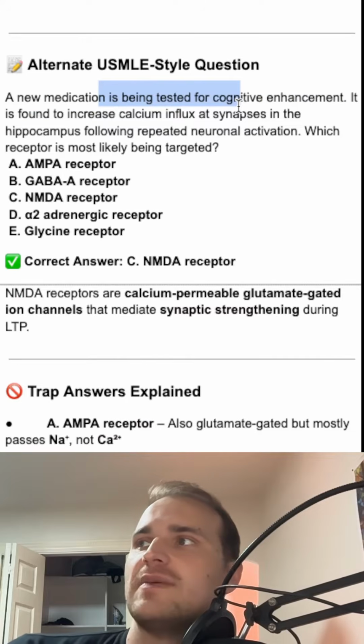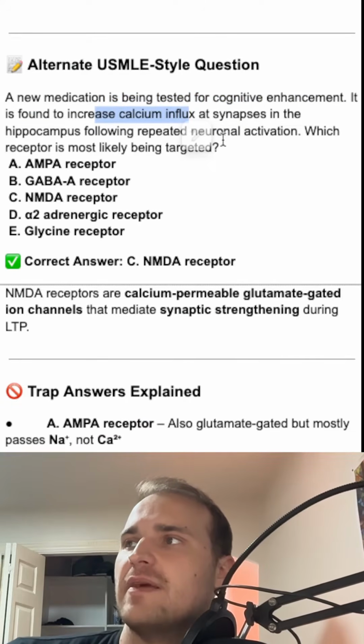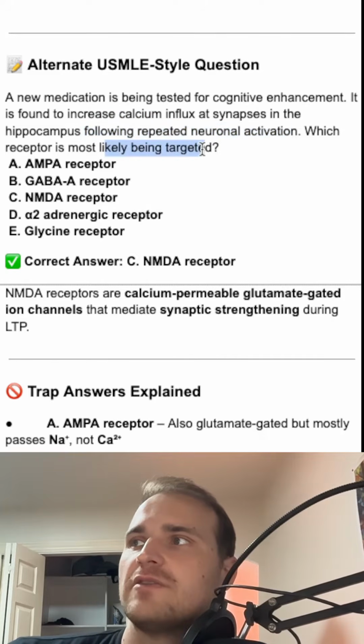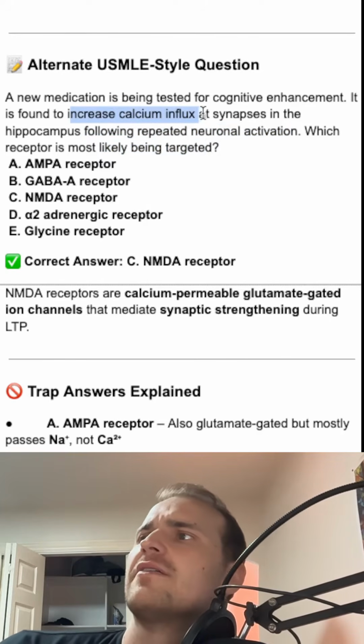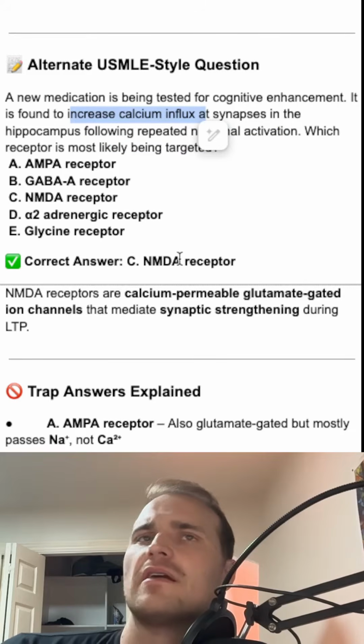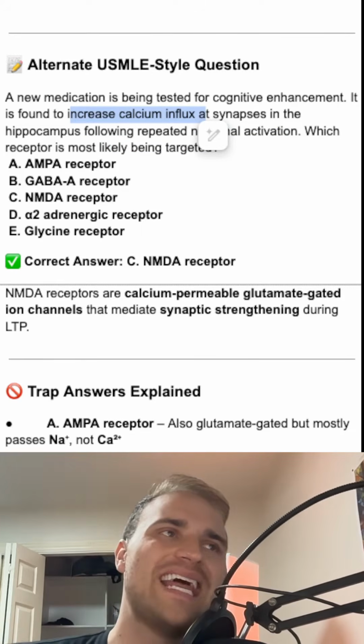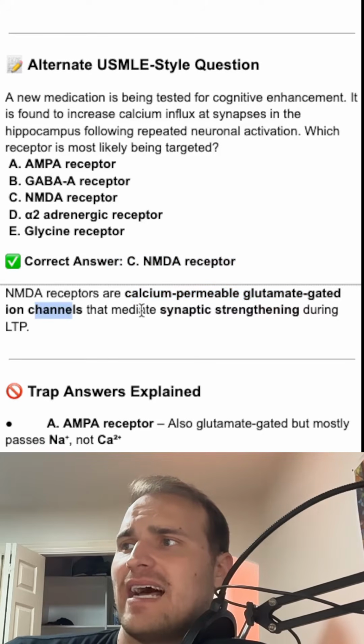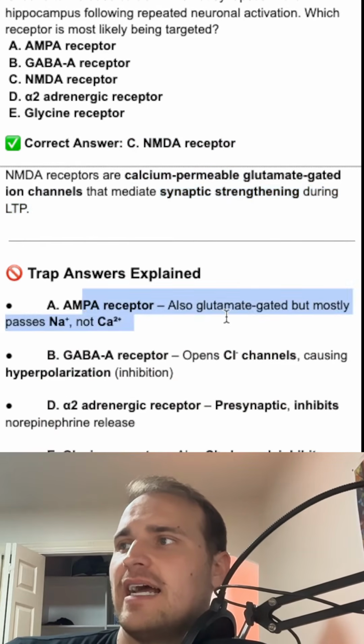A new medication is being tested. It's found to increase your calcium influx at synapses in the hippocampus following neuronal activation. Which receptor is most likely being targeted? Well, it's increasing the calcium influx, so it's going to be your glutamate NMDA receptor. These are calcium permeable glutamate mediated ion channels. It's not going to be these others.